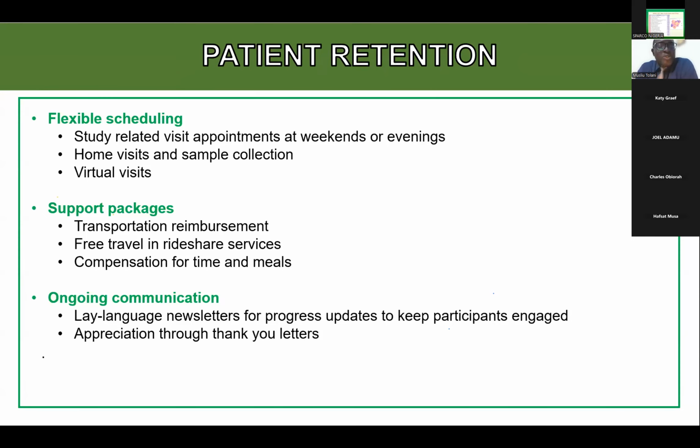Support packages, of course, also help, and this includes reimbursement of patients for travel or compensation for their time. And it's important, especially for long trials with multiple follow-ups, to keep patients engaged by disseminating newsletters in their language and sending appreciation thank you letters to them at the end of the trial.